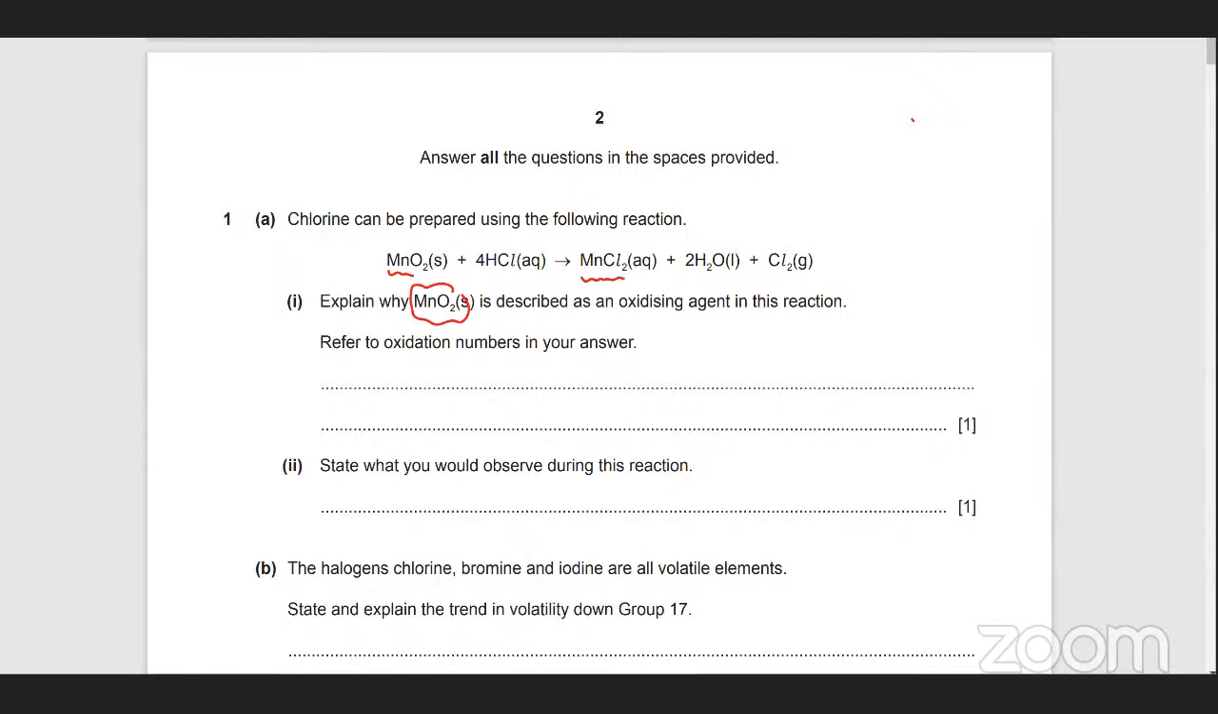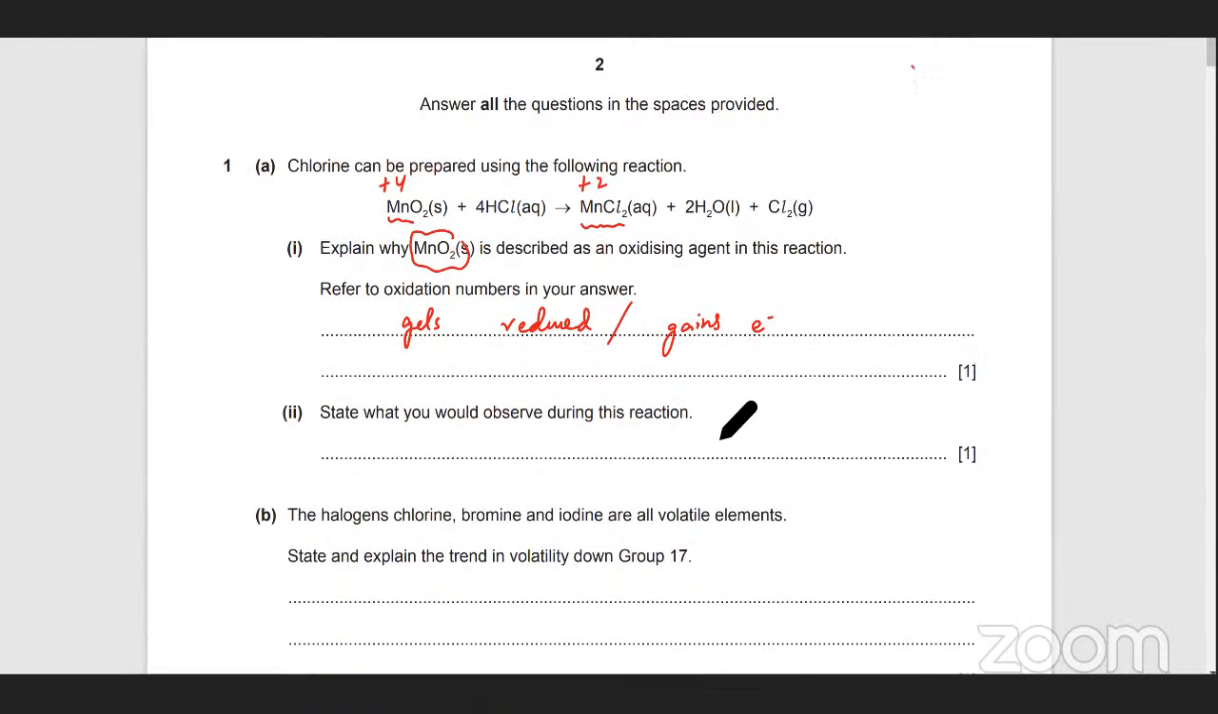+4 and, ठीक है, over here it's +4, over here it's +2. So it's getting reduced. ठीक है, it gets reduced and it gains electrons. State what you would observe during this reaction.